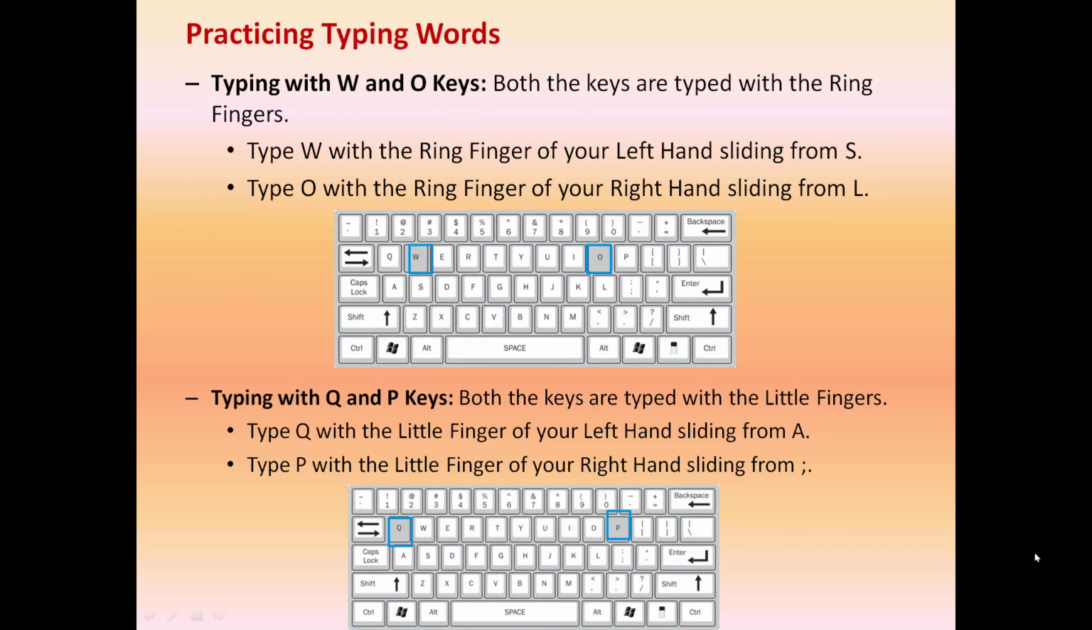Today we will learn how to type W and O keys. Both the keys are typed with the ring fingers. Type W with the ring finger of your left hand sliding from S. Type O with the ring finger of your right hand sliding from L.